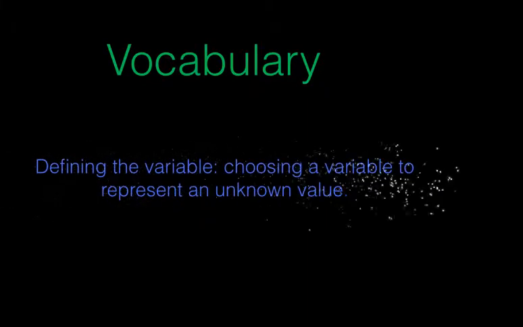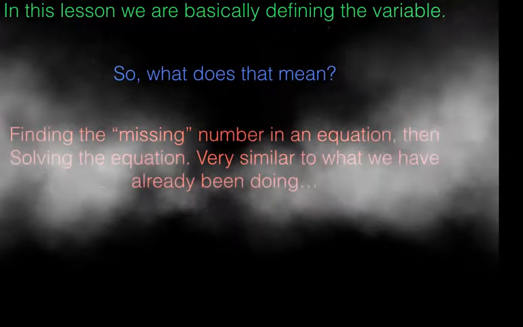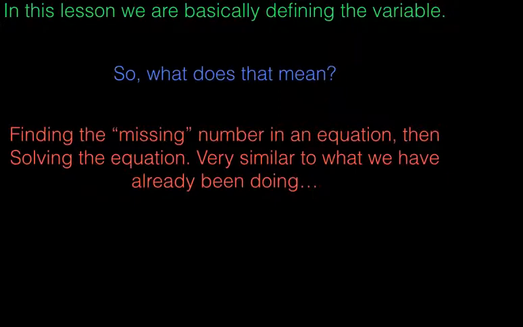The vocabulary in this lesson is defining the variable, choosing a variable to represent an unknown value. In this lesson, we are basically defining the variable. So what does that mean? Finding the missing number in an equation, then solving the equation, very similar to what we've been already doing.